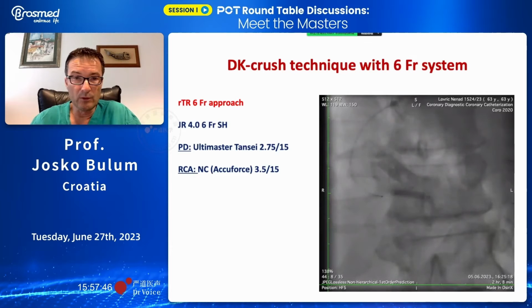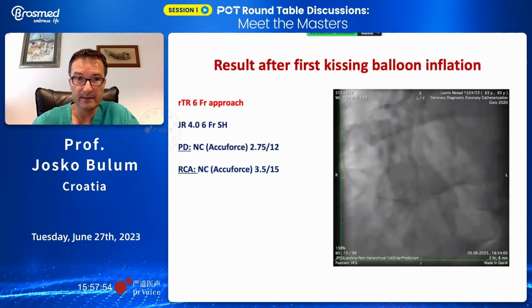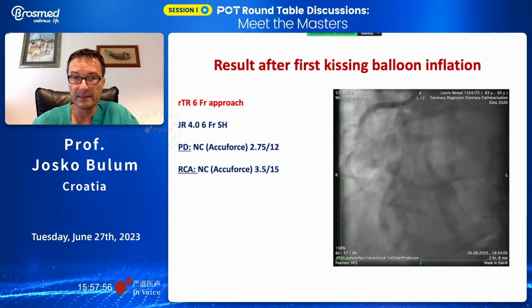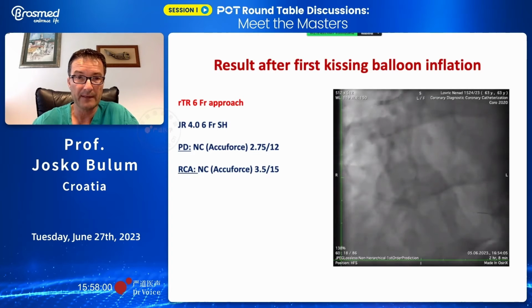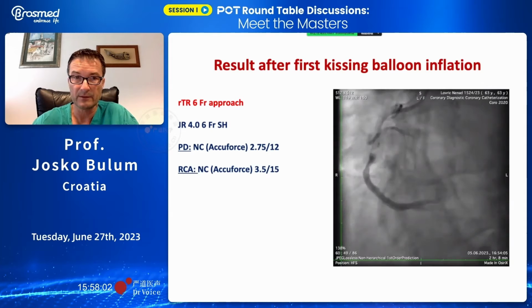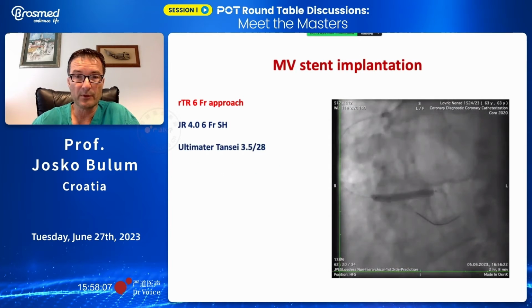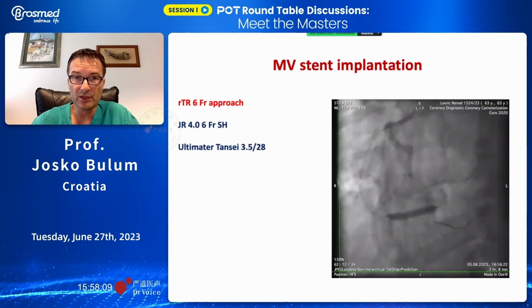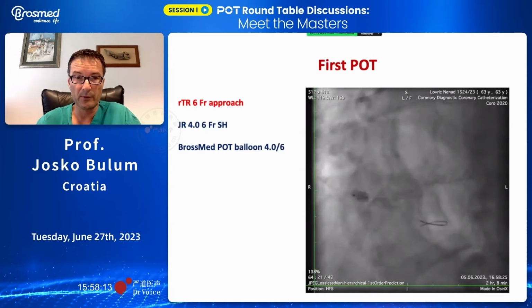We put the Ultimaster 2.75 stent in the PD, and this stent was crushed with a 3.5 NC balloon in the distal RCA. After that, the first kissing balloons were done using the Accuforce 2.75 and Accuforce 3.5 NC balloons. After that, Ultimaster Tansei 3.5 was implanted in the main branch, and then the first POT with the BrosMed POT balloon was done, 4.0/6.